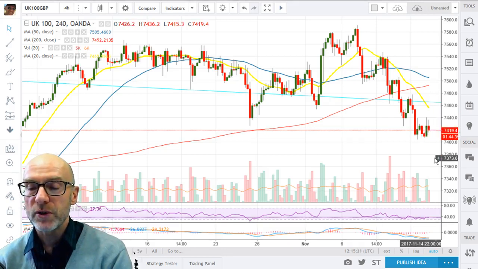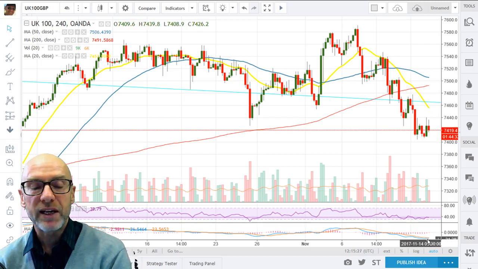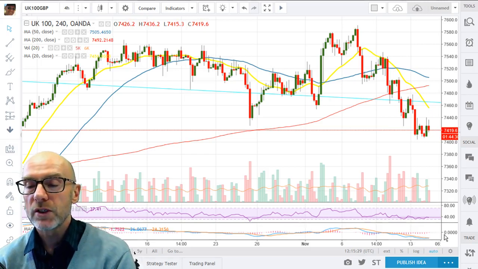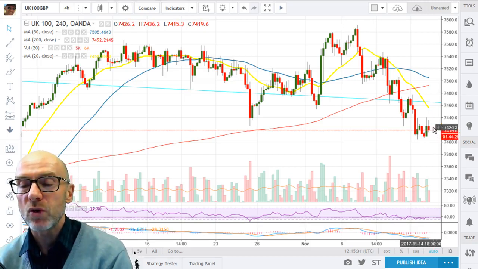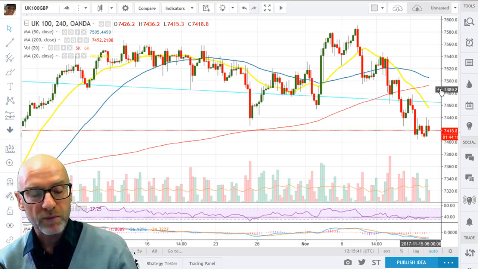And also you can see that we've maybe got a bottoming picture on the RSI, and the MACD, if anything, is oversold. So maybe we could get a short-term bounce, which would take us maybe up to 74.60 initially. We've the next resistance seen just above the 7,500 level.